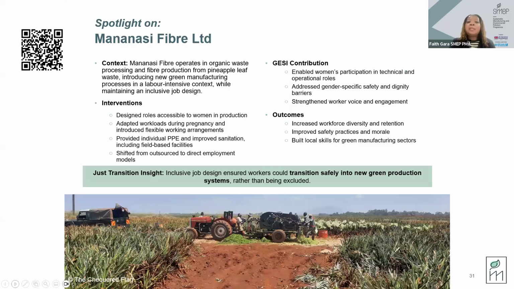For example, at Mananasi Fiber in Kenya, roles were designed to be accessible to women. Workloads were adapted during pregnancy, and workers had individual PPE and access to sanitation, even in the field-based settings that Mananasi works in. These measures addressed gender-specific health and safety risks and enabled women to participate safely in the new green manufacturing roles.